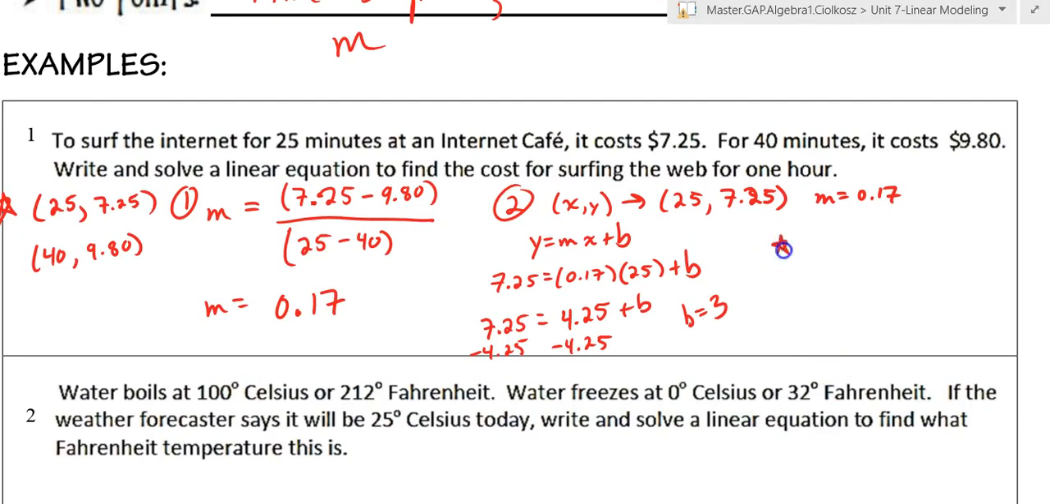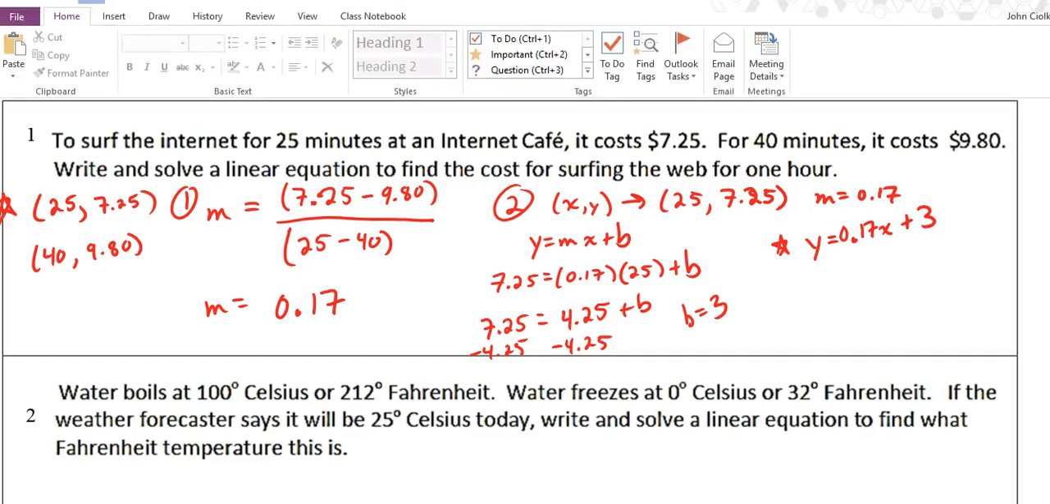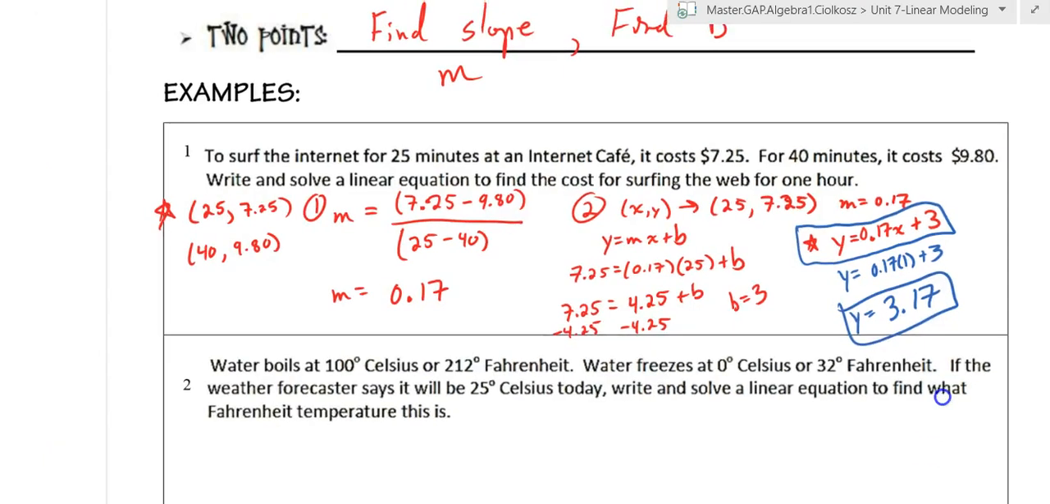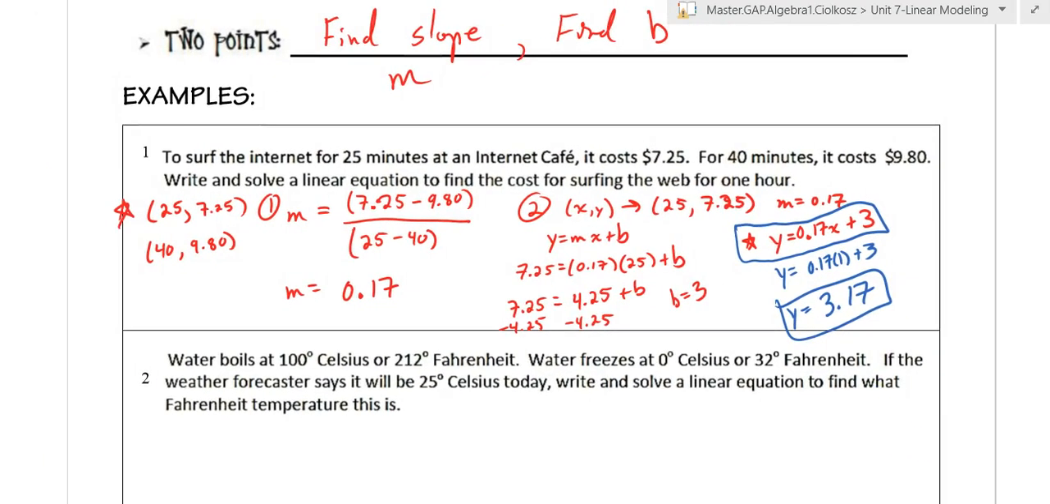So our equation, y equals mx plus b. We're not quite done yet. You'll notice it's asking us to write and solve a linear equation to find the cost for 1 hour. So my final step would just be plugging in 1 here for my x. Calculator, we find out that cost is $3.17. So the two answers would be our equation here and our answer here. What we're going to do now is go ahead and do one more example together.